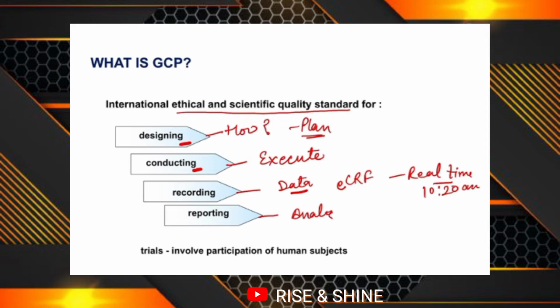Mostly SAS programming or statistical models are used to analyze the data. And you have to prepare a clinical study report. So these guidelines cover how you plan your trial, how you conduct it, how you record the data, and how you report the data, especially in research which involves human subjects, because GCP is good clinical practice. When it is clinical, it means human.